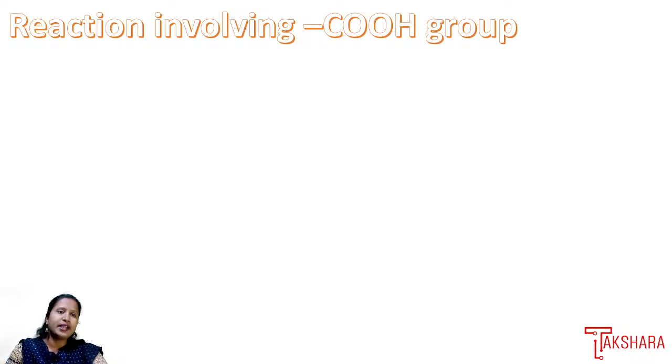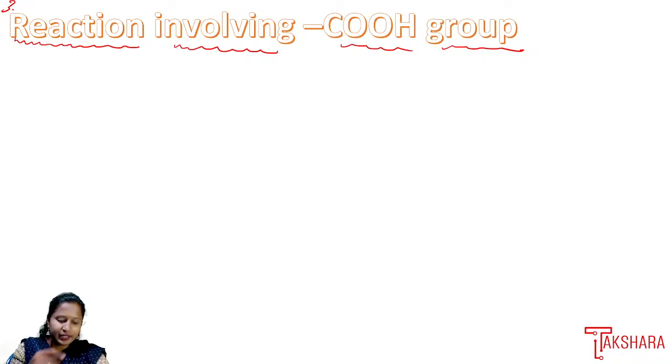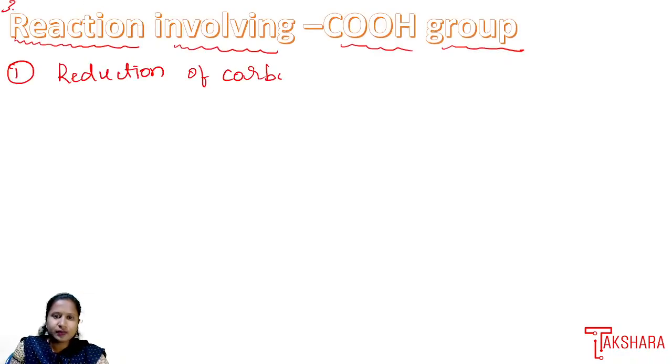Okay, next, the third case: reactions involving the COOH group. Now we will see one by one what kind of reactions occur in compounds involving COOH groups. So the first reaction we have is reduction of carboxylic acids. Okay, so how the carboxylic acids undergo the reduction process, let us see.